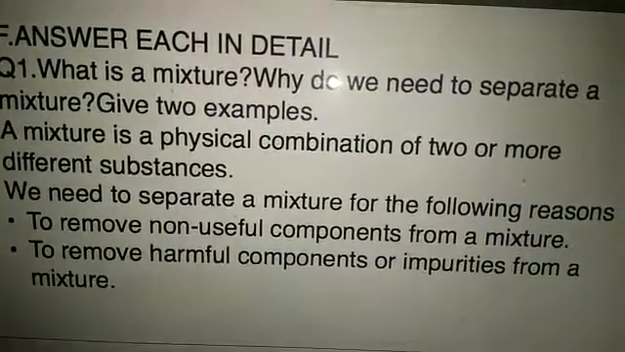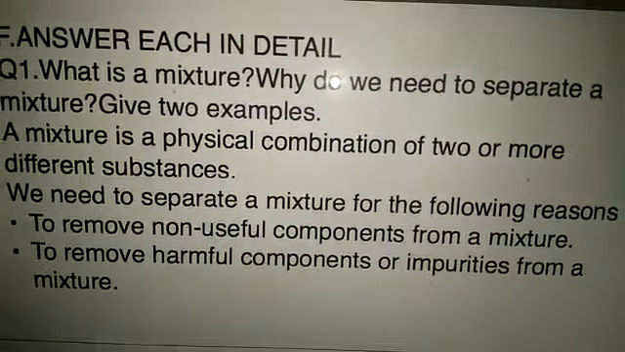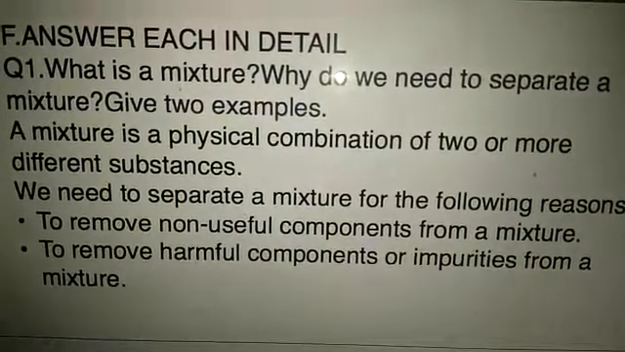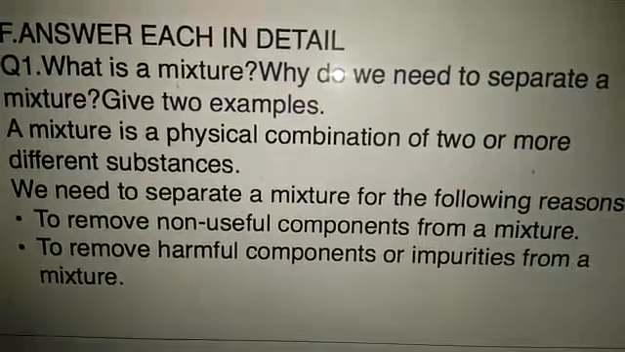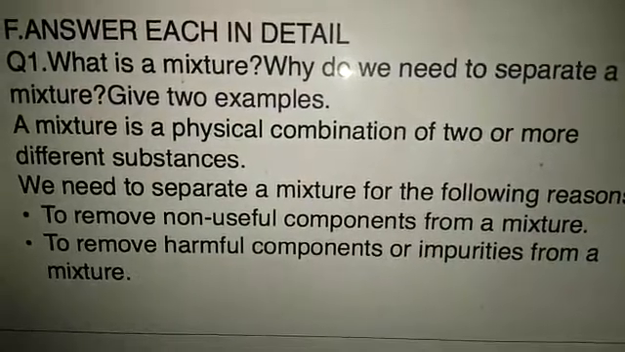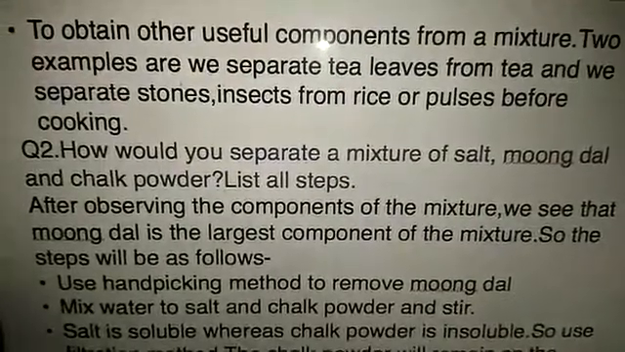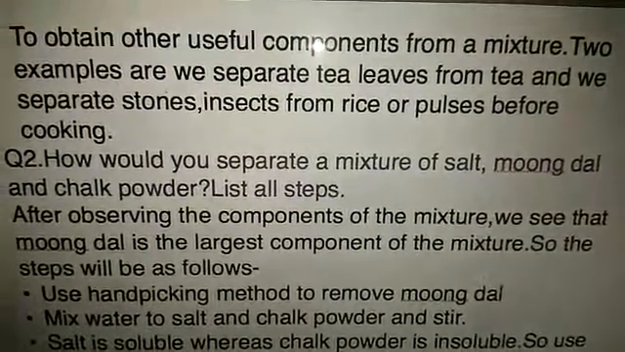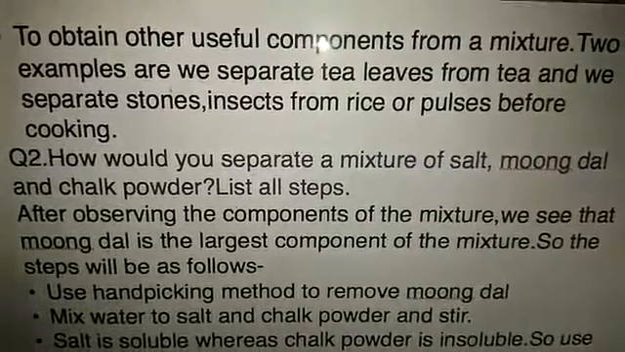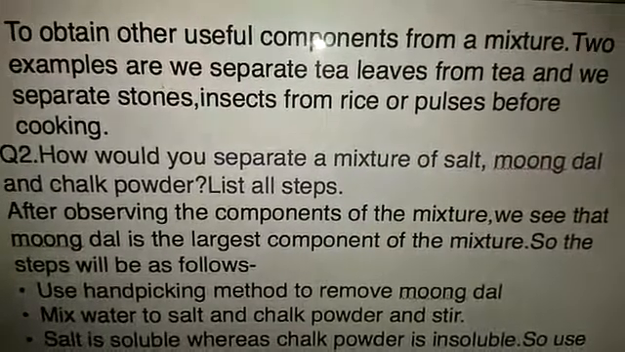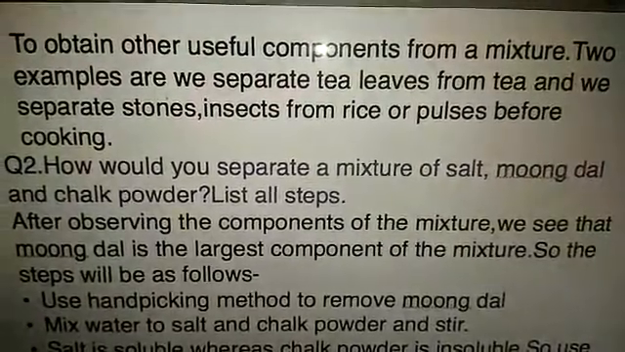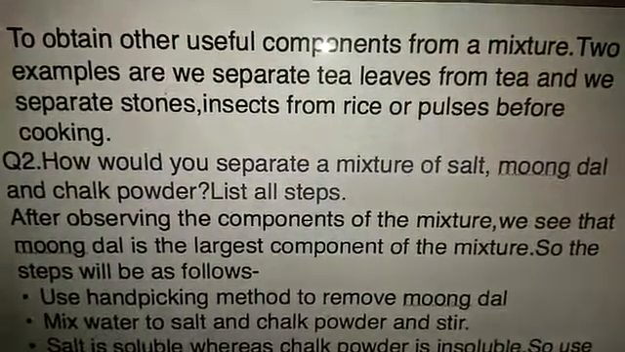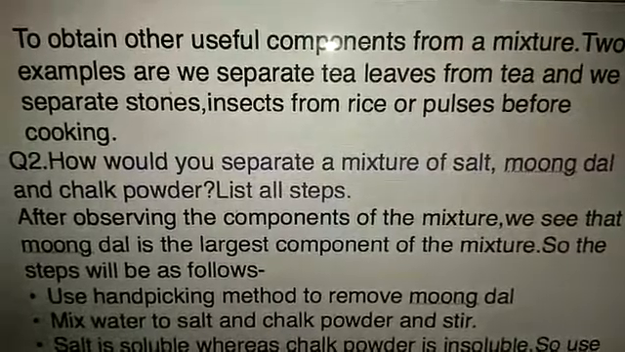We need to separate a mixture for the following reasons. First, to remove non-useful components from a mixture. Second, to remove harmful components or impurities from a mixture. Third, to obtain other useful components from a mixture. Two examples are asked. Two examples are when we separate tea leaves from tea and when we separate stones or insects from rice or pulses before we do the cooking.